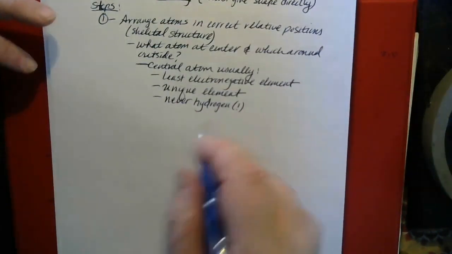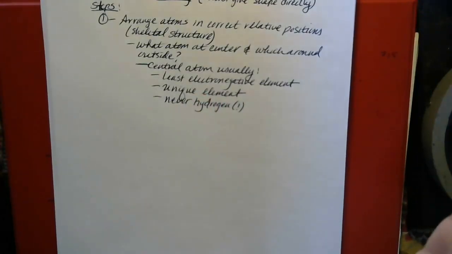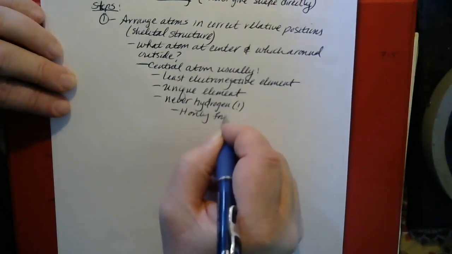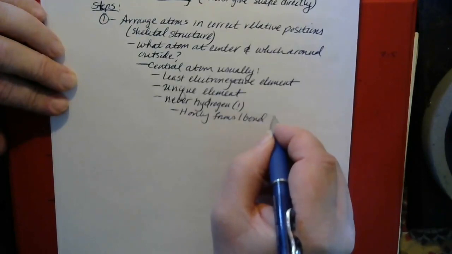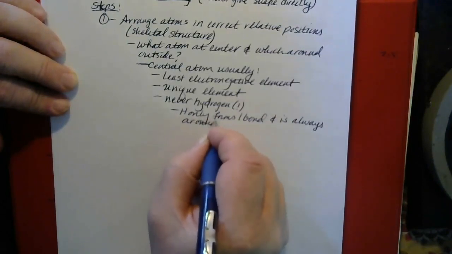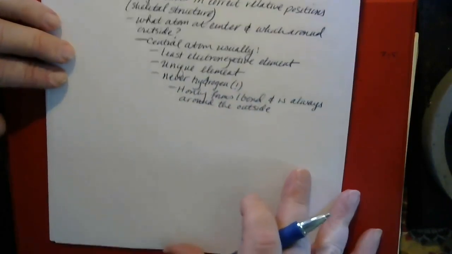hydrogen cannot be at the middle of anything because hydrogen can only form one bond. And in order to be in the middle of something, you have to have something on at least two sides. So hydrogen would have to form at least two bonds, and it can't. So hydrogen can never be in the middle of anything. Hydrogen is always what they call a terminal atom. It's always around the outside. Okay, so one bond means never in the middle.